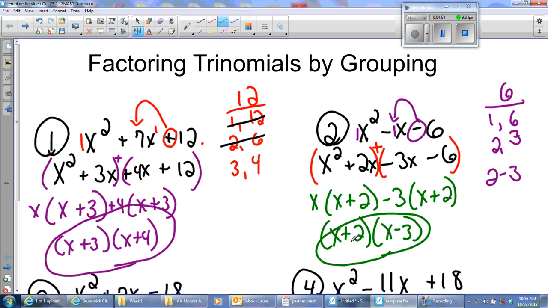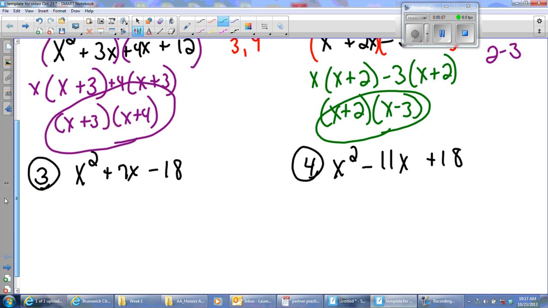If I FOIL this, I'll get x squared minus x minus 6. If I FOIL the purple one, I will get x squared plus 7x plus 12.